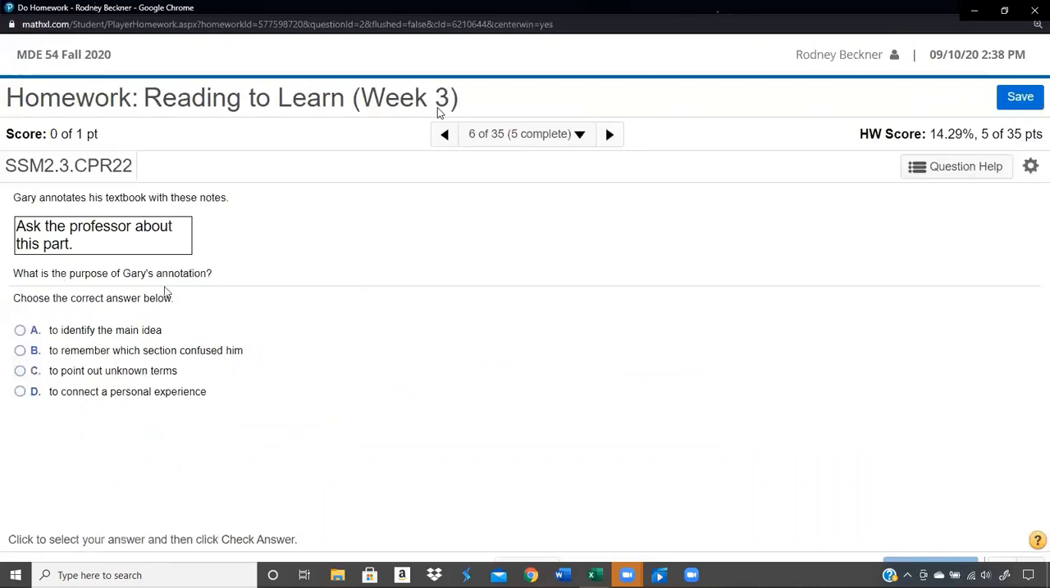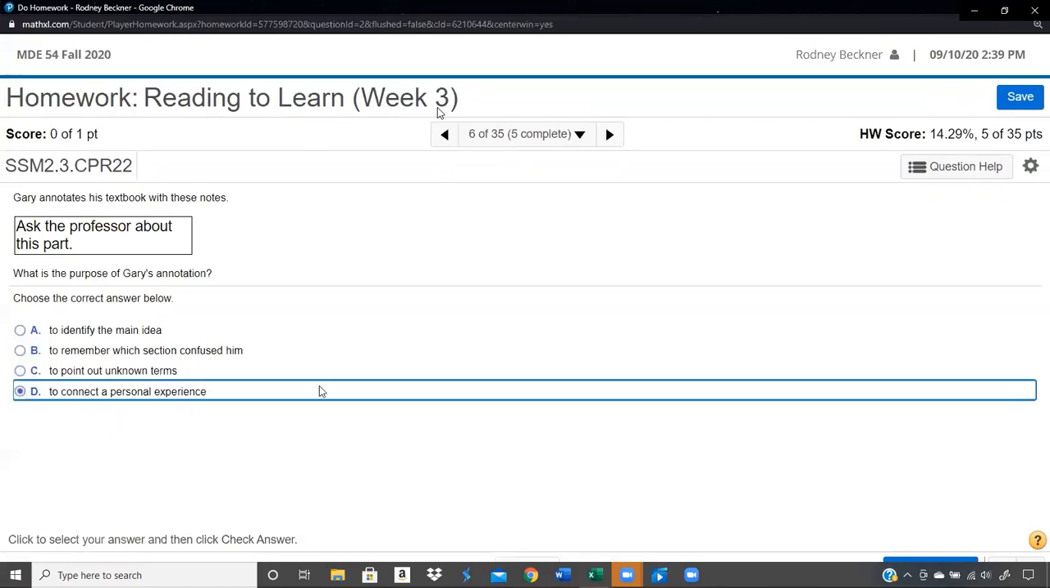So what is the purpose of Gary's annotation? To identify a main idea, to remember what section confused him, to point out unknown terms, or to connect a personal experience. It's clearly D, right? Ha ha ha.